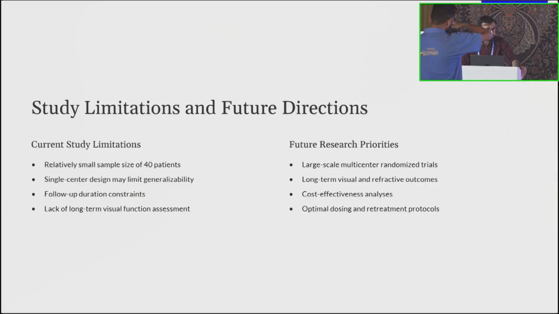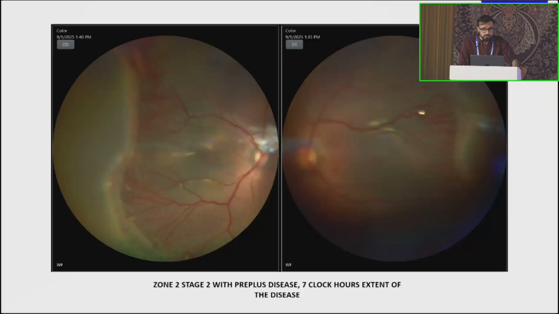Study limitations are the relatively small size of the data, single center study, and constrained follow-up durations. Long-term visual assessment is absent. Future research priorities are large-scale multi-center randomized trials, long-term visual and refractive outcomes, cost-effectiveness analysis, and optimal dosing and retreatment protocols. These are a few of the cases.